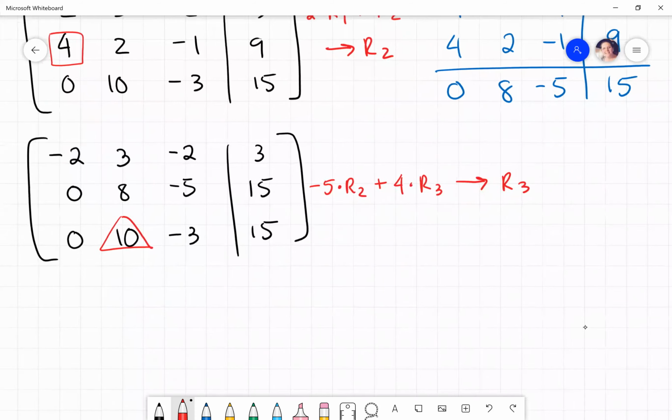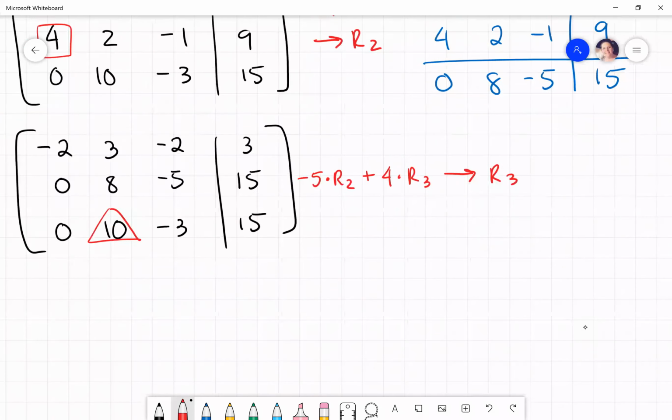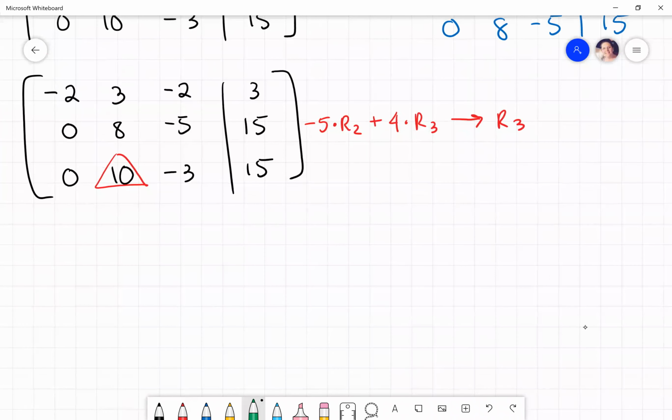All right, so let's write this down. What did I do before? Oh, green and then blue. Maybe I'll do green again. So I'm going to write the work down for this. I'm going to do -5 times row 2. -5 times 0 is 0. -5 times 8 is -40. -5 times -5 is +25. And -5 times 15, what is that? Is that 75? Yeah, it's -75 because -5 times +15 is -75.